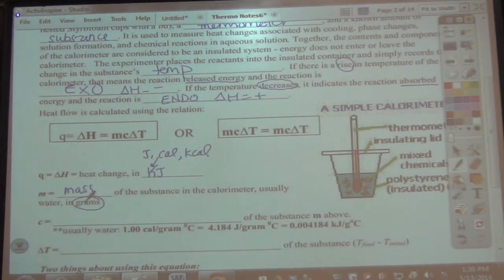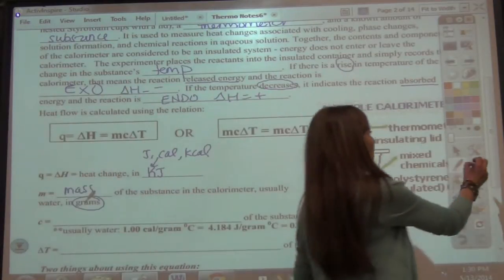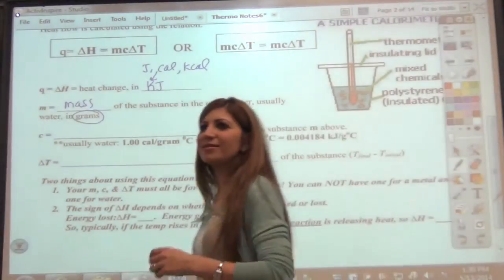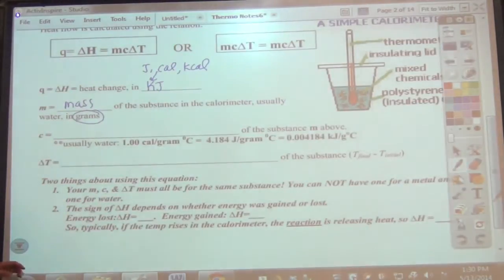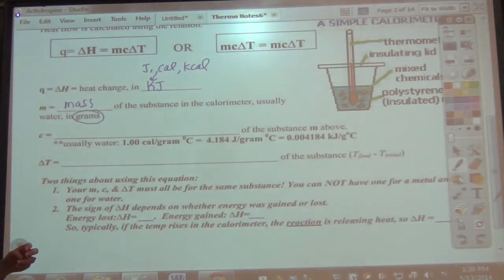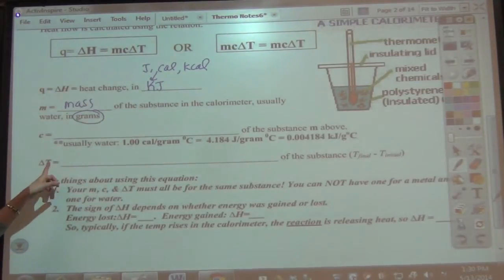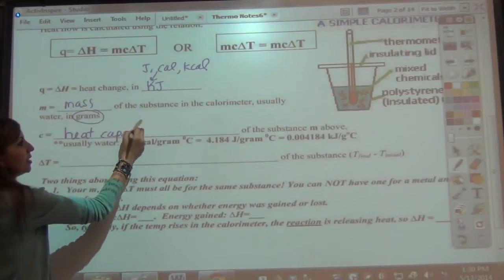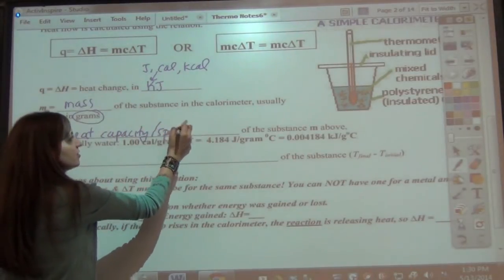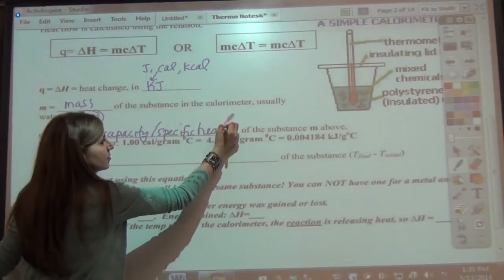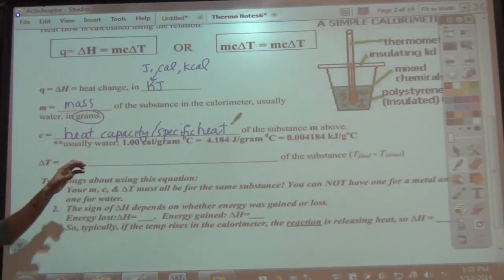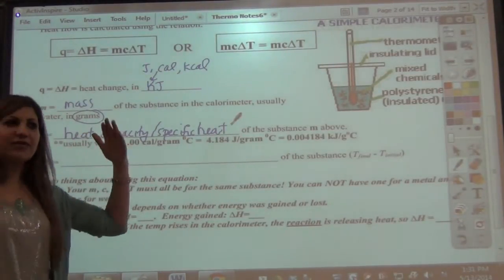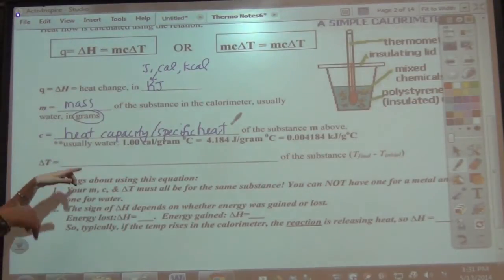That's usually done in grams. C is what I was referring to. Anybody want to guess? It's a constant. There are two words for it, the heat something that starts with the C. Either the heat capacity or it's called the specific heat. The specific heat or the heat capacity. This is a constant. There's a chart, and every substance has a specific heat or a heat capacity.